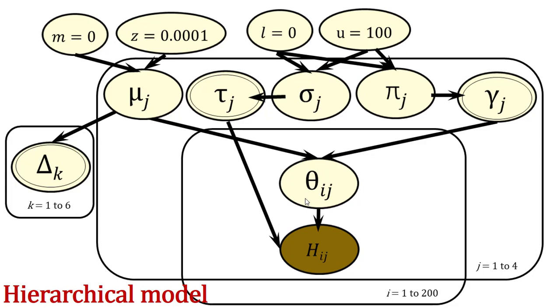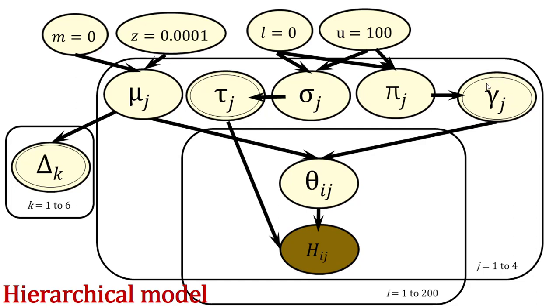Well, the theta comes from a normal distribution, and in that normal distribution the mean is mu, but it's the mean of each condition. So these are 800 thetas, which are our predictions, and these come from a normal distribution in which they use 4 means, one for each category.